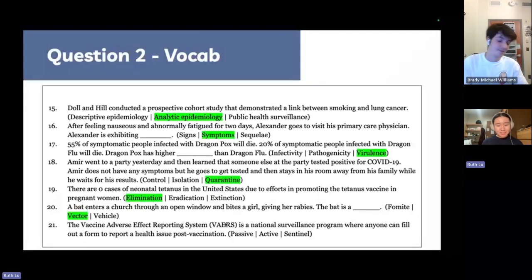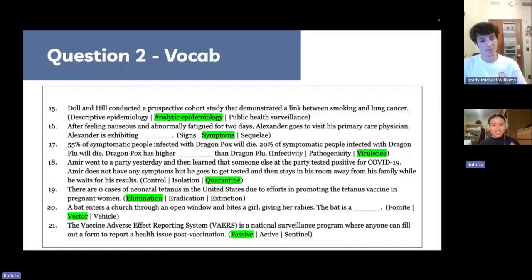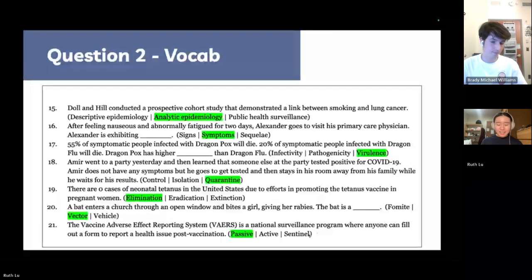So the VAERS system is a national surveillance program where anyone can fill out a form to report a health issue post-vaccination. Is this passive, active, or sentinel? This is a classic question of what type of surveillance this is. This one is passive because anyone can just fill out a form. You're not calling people going, "Hey, you got a vaccine recently? Did you get sick after it?" No, they're telling you that they got sick. It's also not sentinel, because sentinel means monitoring a few, maybe specific, hospitals that might be key indicators of how many cases there are.